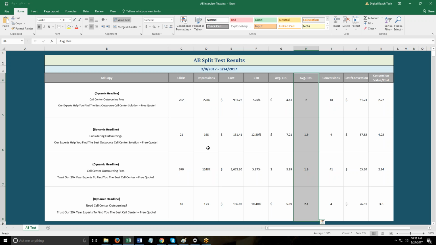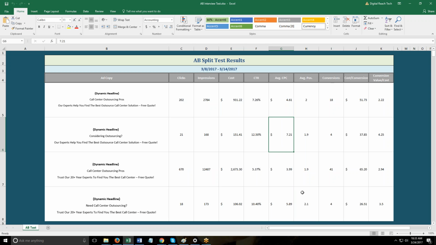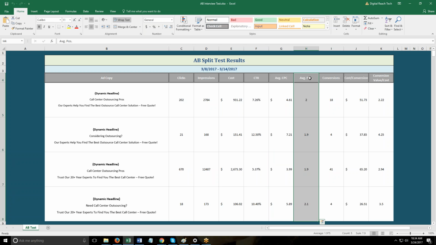It's much better to pick an ad where, instead of paying $7.21 to be in average position number one, I would much rather pay $3.99 to be in average position number two. There's really not a big difference in terms of which one actually converts better. In a lot of cases, ad position 2 and 3 will actually convert better than position number 1. It's kind of weird, but it's true. So you'll want to take this with a grain of salt.